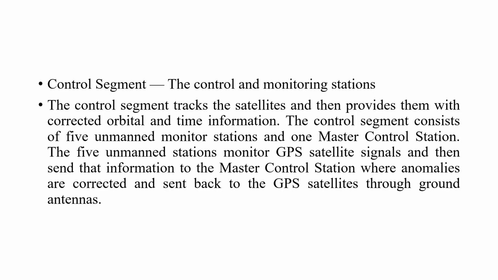Next is the control segment. The control segment monitors and controls the entire operation of the GPS system. Its main purpose is to track the satellites and provide them the correct orbit and time information. The control segment consists of 5 unmanned monitor stations and one master control station. The 5 unmanned stations monitor GPS satellite signals and send the information to the master control station, where anomalies are corrected and sent back to the GPS satellites through the ground station antennas.